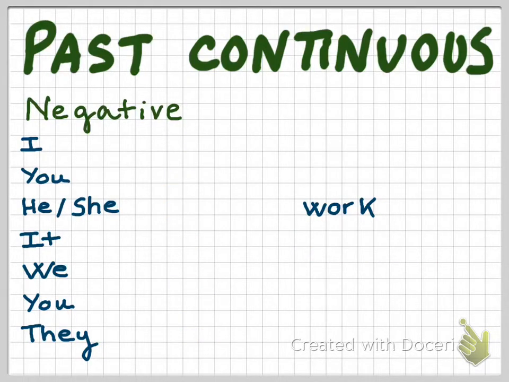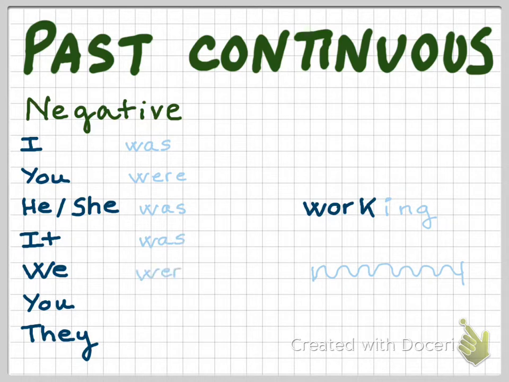So, to form the negative form of the past continuous, we need also to add ing, the gerund, to show that the action was in progress in the past. Remember that to tell that an action happened in the past, you need to use the past form of the verb to be. I was, you were, he was, she was, it was, we were, you were, they were.